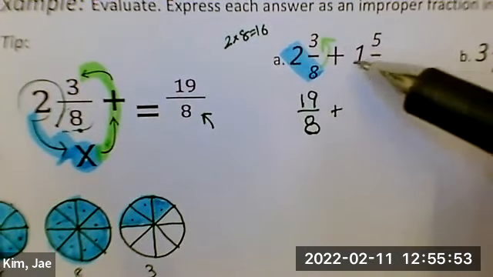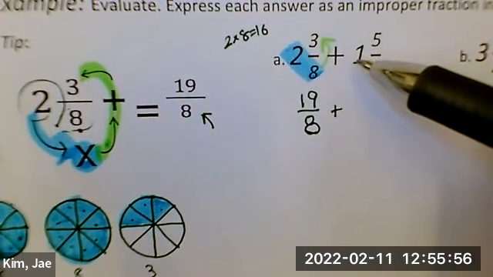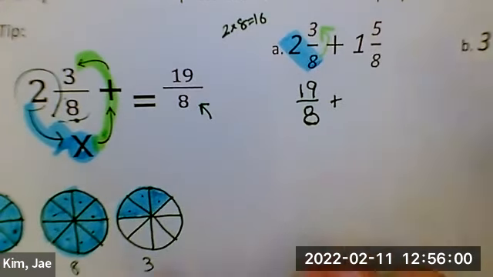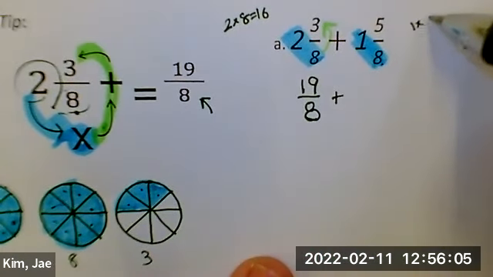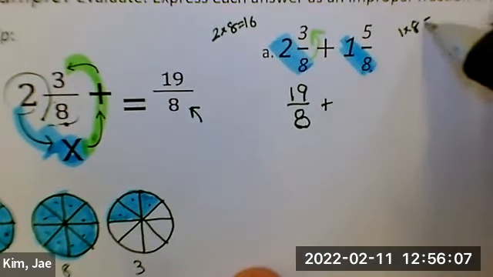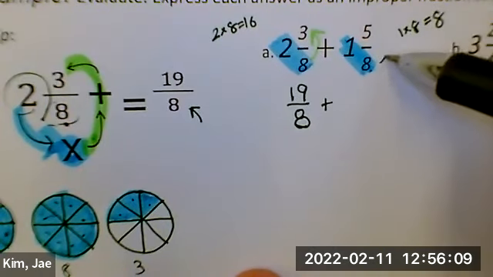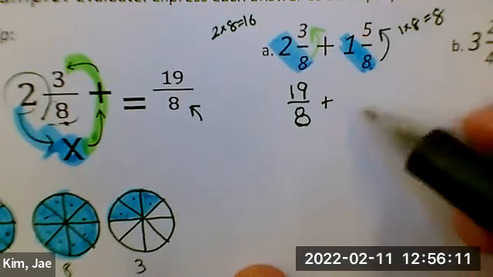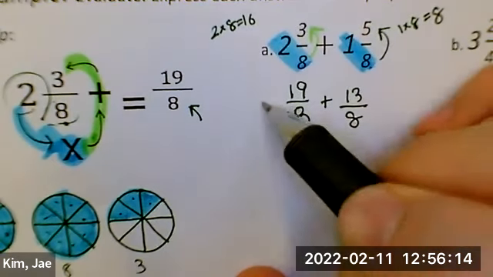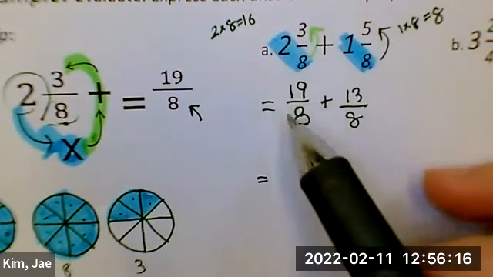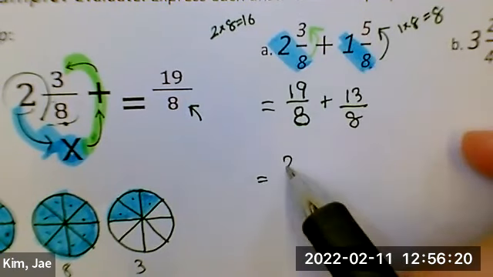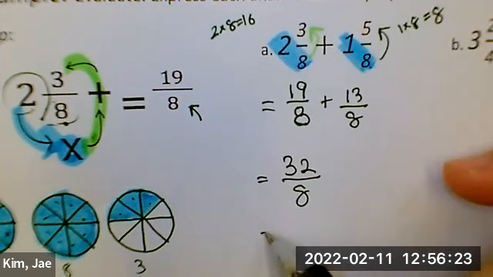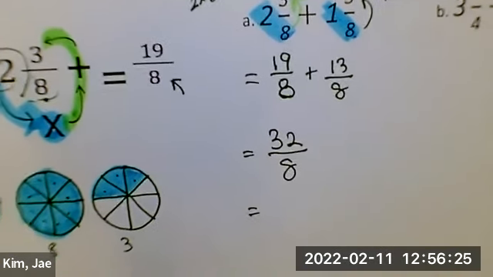Plus 1 whole. How many slices? 1 times 8, once again. So that's 1 times 8. That is going to be added to the 5. I should have 13 over 8. And if I can do that, and using a calculator, I can add the numerator. That becomes 32 over 8. Which can be reduced.